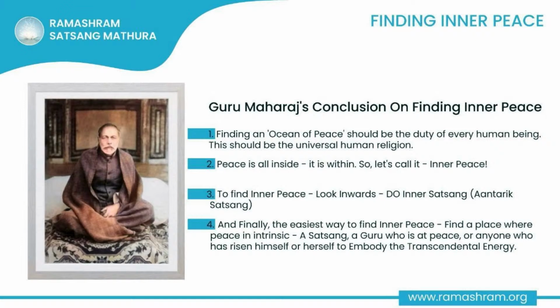I changed that bullet, which initially said that you just find someone like Guru Maharaj did, who is at peace, and you will be at peace. But finally, I changed it to: the easiest way to find inner peace is to find a place where peace is intrinsic. A satsang, a guru who is at peace, or anyone who has risen himself or herself to embody the transcendental energy, that place is where peace is.